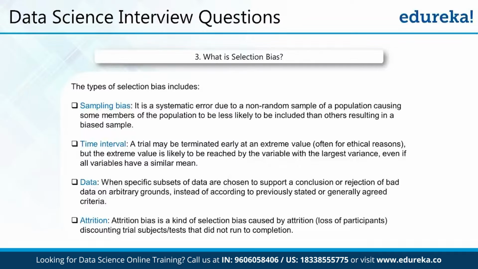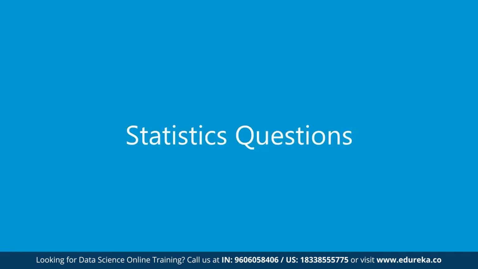So selection bias is very important to handle, and most of the time people employ things like randomized selection or sampling techniques like stratified sampling and so on. By that you can minimize this selection bias. So these are some very generic questions.